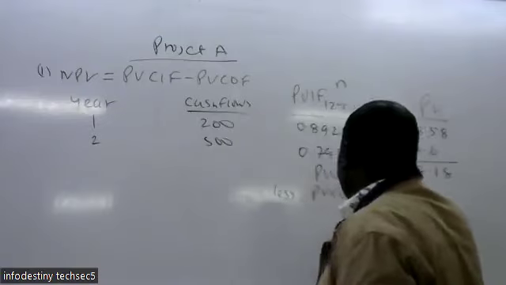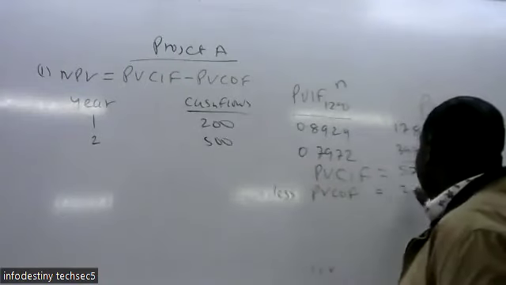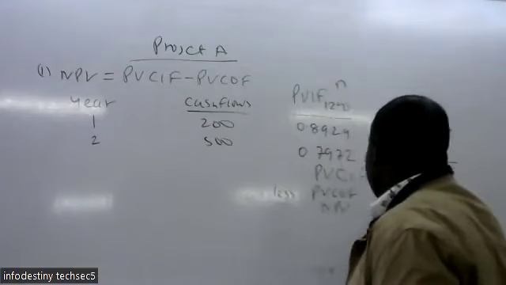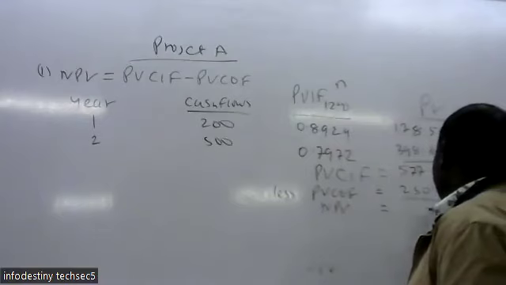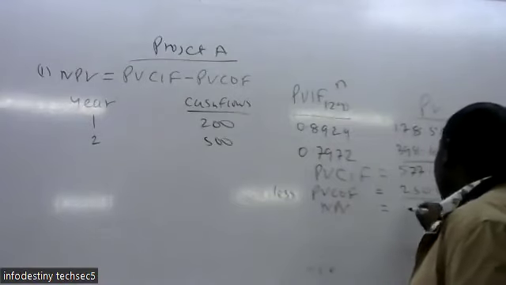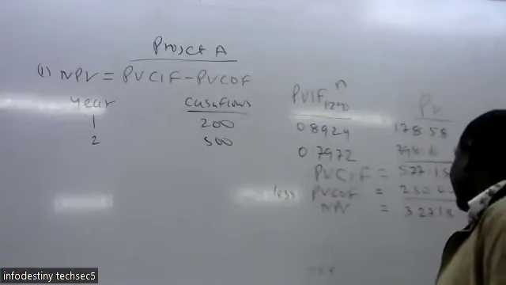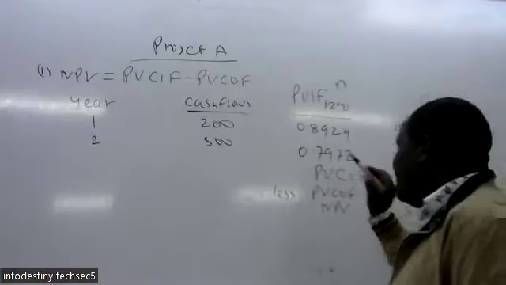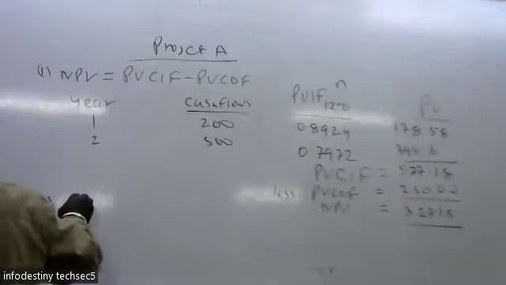So less present value for the cash outflow, which is now the initial cost, which was 250. So get the NPV. It's 327.18. So that's the NPV.